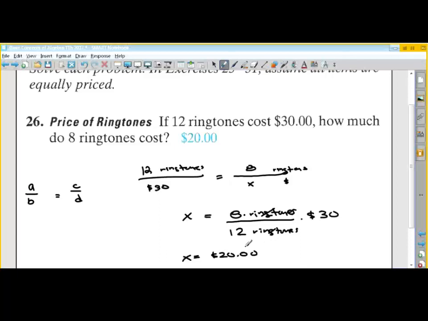And it makes sense because buying fewer ringtones should cost less money, and it is less money. Okay, so that's using that particular proportion.